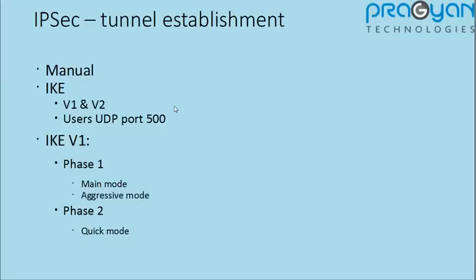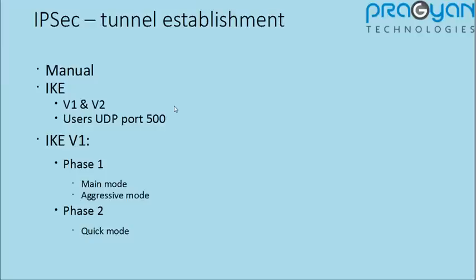Once the tunnel is established, then as your data packets come in, they are going to be encrypted using your ESP or AH protocol. So data traffic is transported using ESP or AH, and your VPN tunnel establishment happens using a different protocol. So you have two choices.